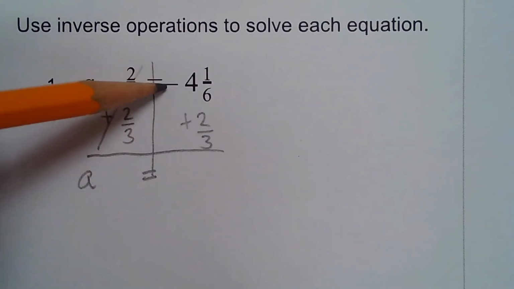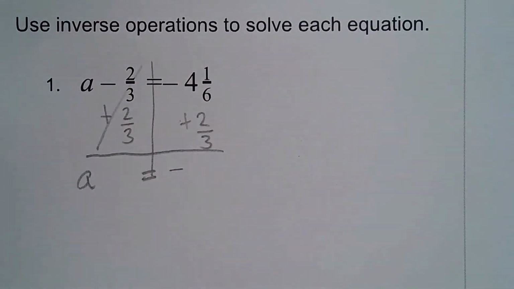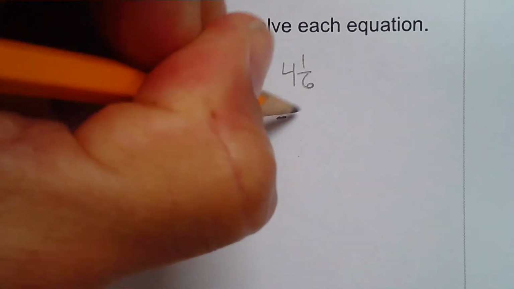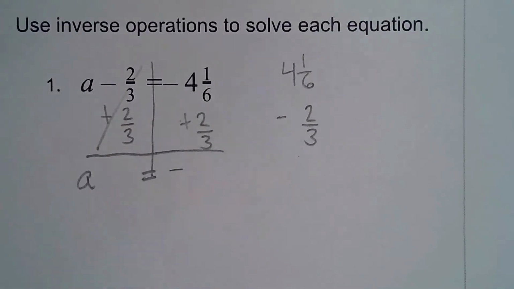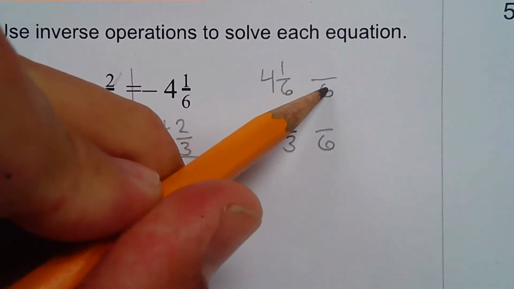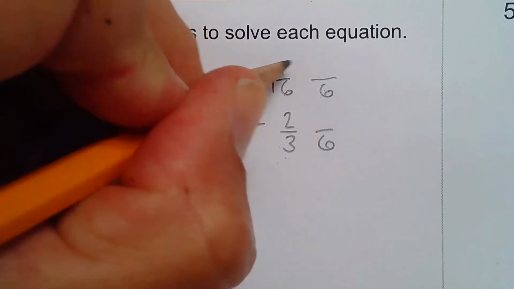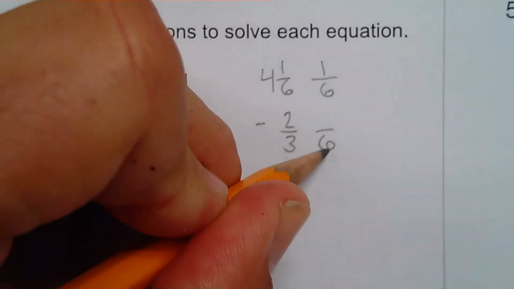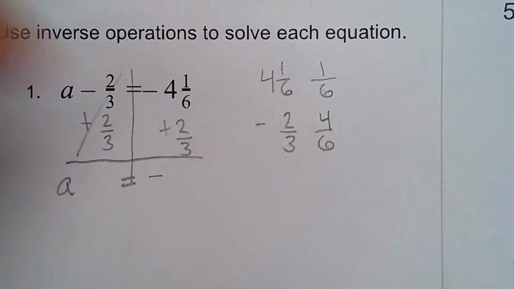For a moment, I also know there's more negatives and positives, so this is going to be a negative answer. Now, for a moment, I'm going to take 4 and 1/6 and subtract 2/3. I know that it's the opposite signs, but I need to subtract them for a moment. To do so, we need common denominators, and that would be 6, because 6 will multiply to 6 and 3 multiplies to 6. 6 goes into 6 one time, so 1 times 1 is 1. And 3 goes into 6 two times, and 2 times 2 is 4.